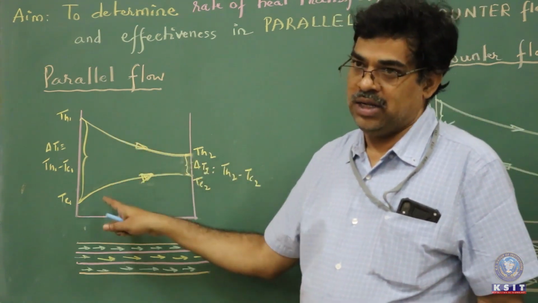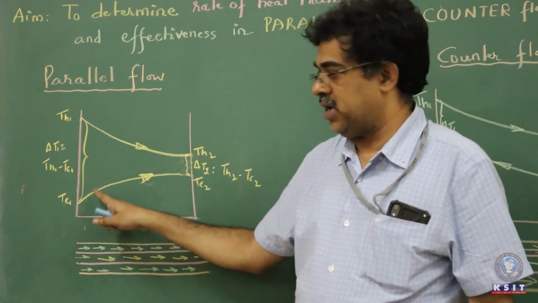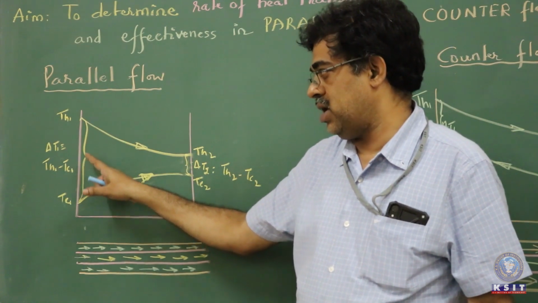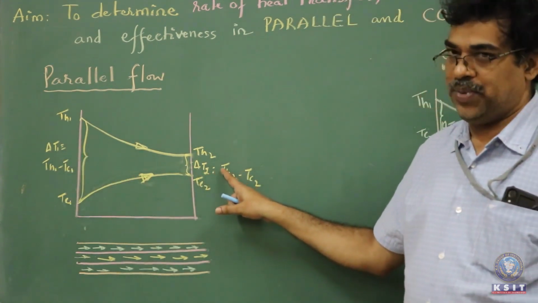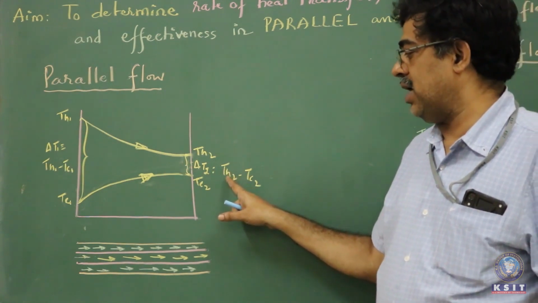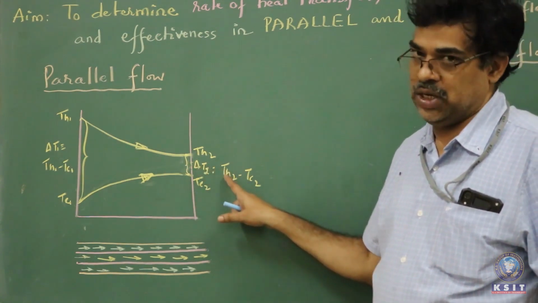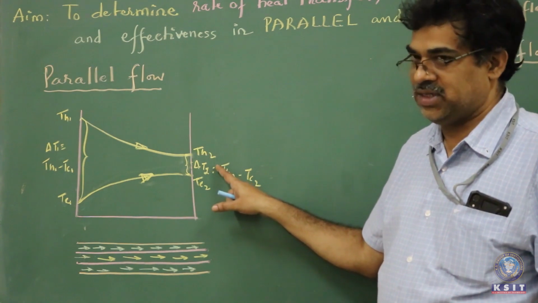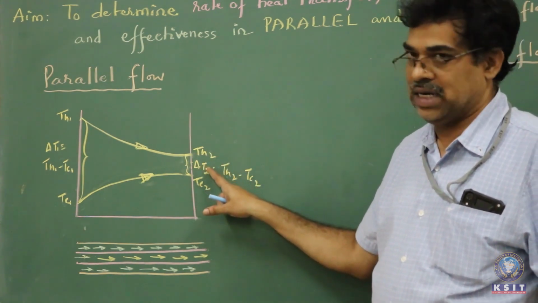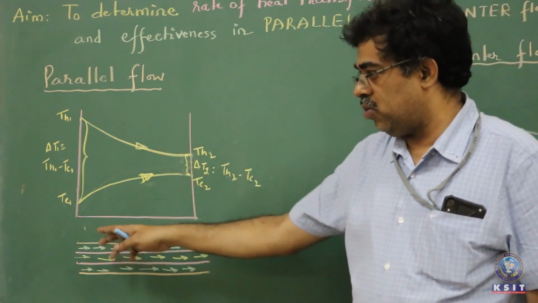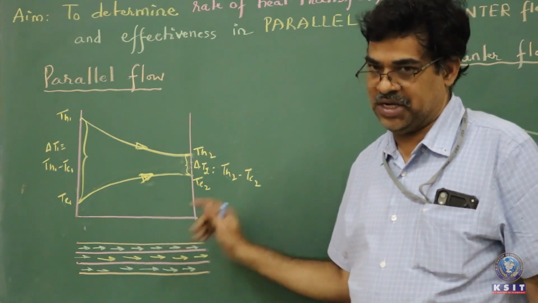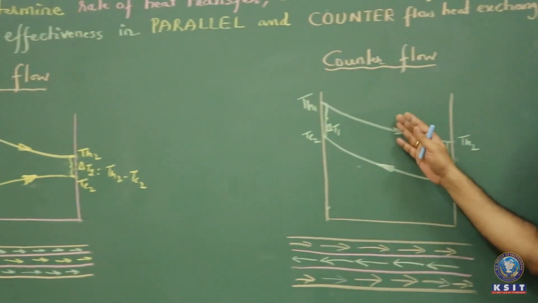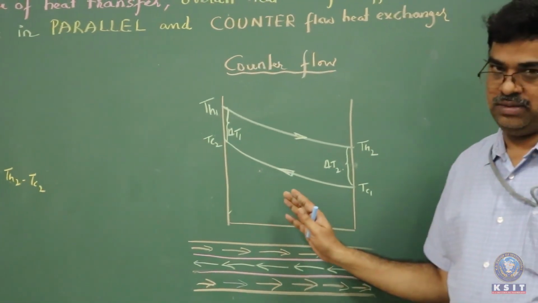At the inlet, the temperature difference is called delta T1, and the temperature difference at the outlet is called delta T2. So in a parallel flow, both fluids are moving in parallel and in the same direction. Next, the counter flow heat exchanger.